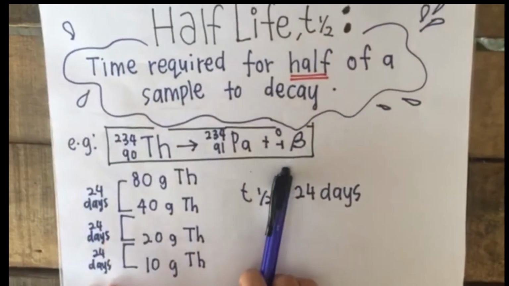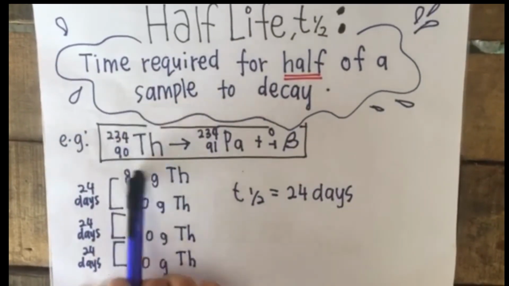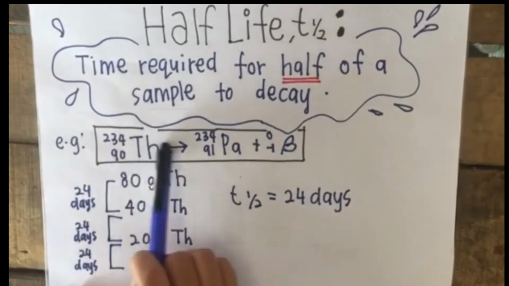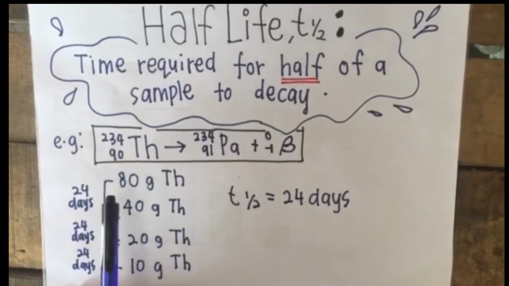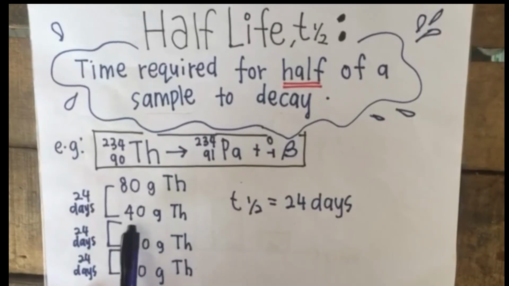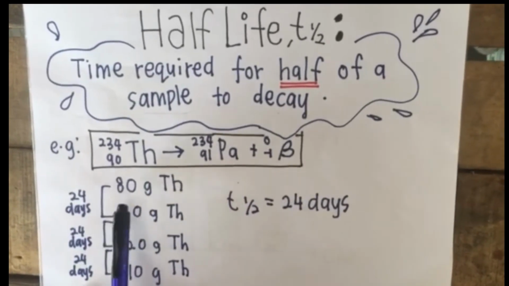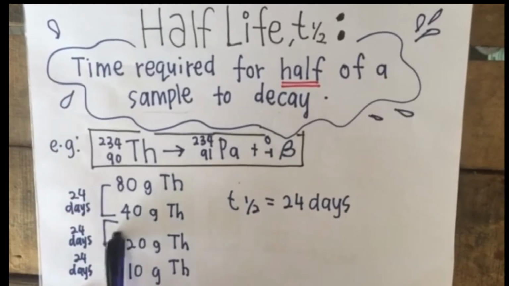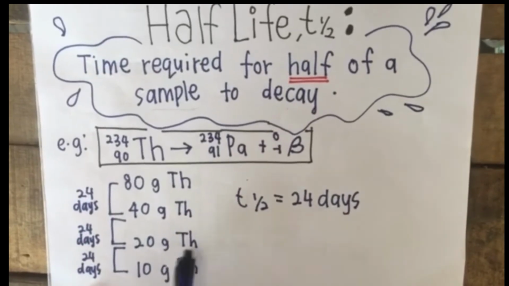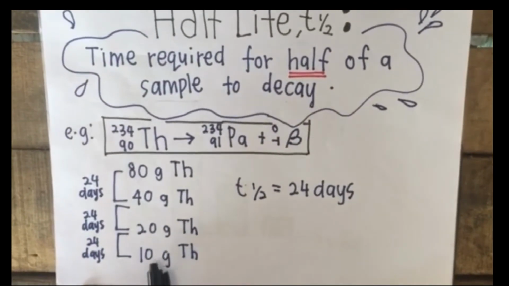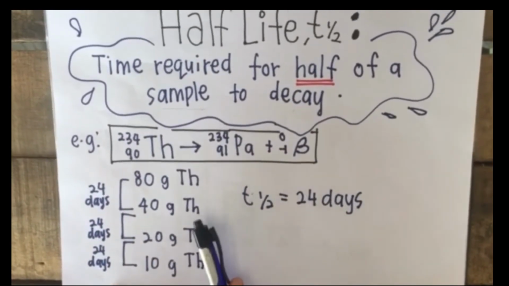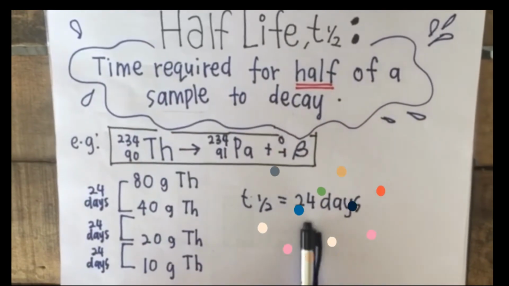This is one of the examples, when thorium turns into protactinium by beta decay. Let's say we start with 80 gram of thorium. After 24 days, it's going to be left by half, 40 gram of thorium. Another 24 days, it's left with 20 gram of thorium. Another 24 days, it's left with 10 gram of thorium. So we can say that the half-life of this decay is 24 days.